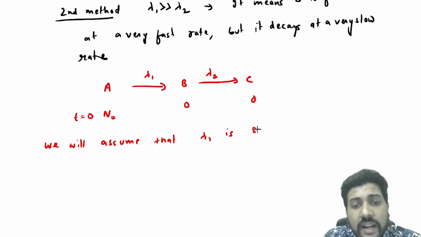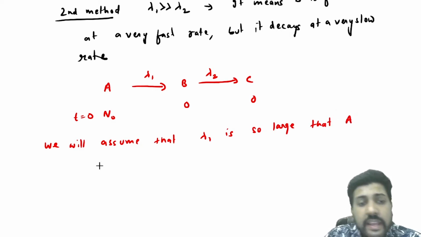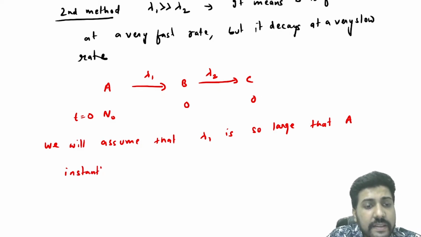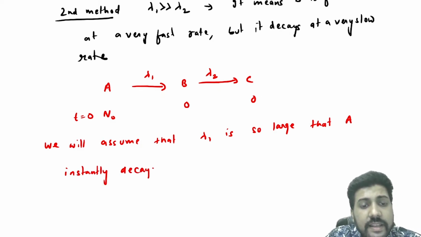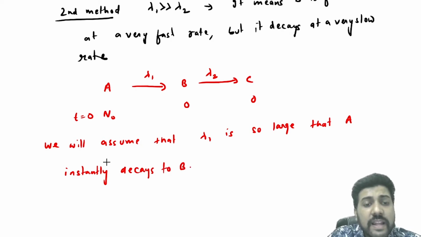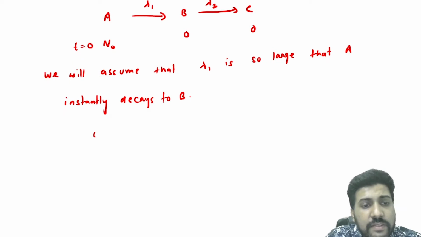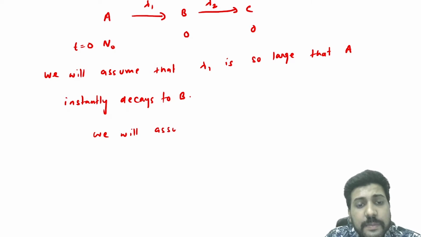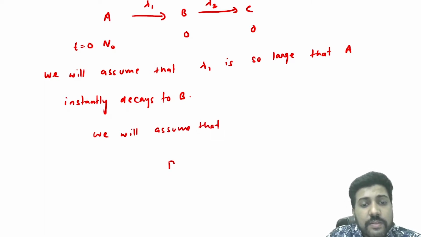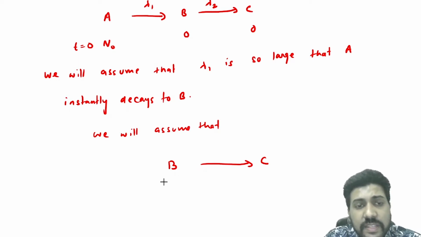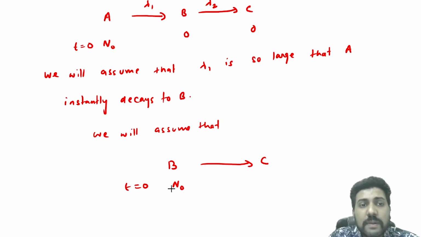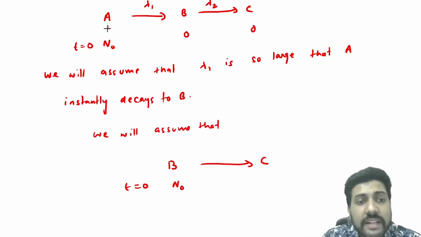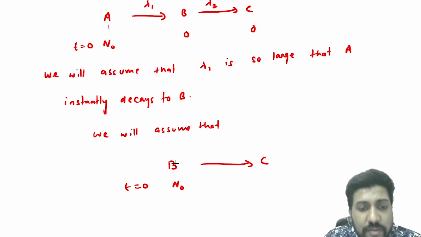lambda 1 is so large that A instantly decays to B. That means we will assume that A was not even there. We will assume that there is only this radioactive decay. B is decaying to C, and at t equal to 0, the number of B is n naught. Although it was not 0 at t equal to 0, because A is decaying so fast, we will assume that the number of nucleus of B at t equal to 0 is n naught.